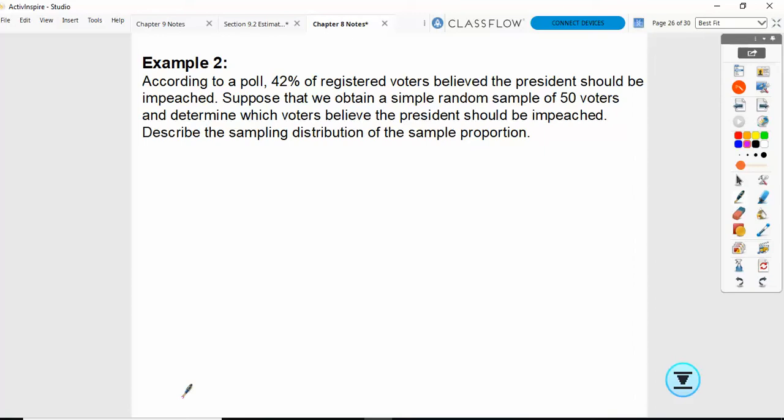Okay, according to a poll, 42% of registered voters believe the president should be impeached. Suppose that we obtain a simple random sample of 50 voters and determine which voters believe the president should be impeached. Determine the sampling distribution of the sample proportion. Okay, when I see sample proportion, that means I am talking about p hat. This 42%, that is the proportion for the whole population. So that's just regular p for the entire population.